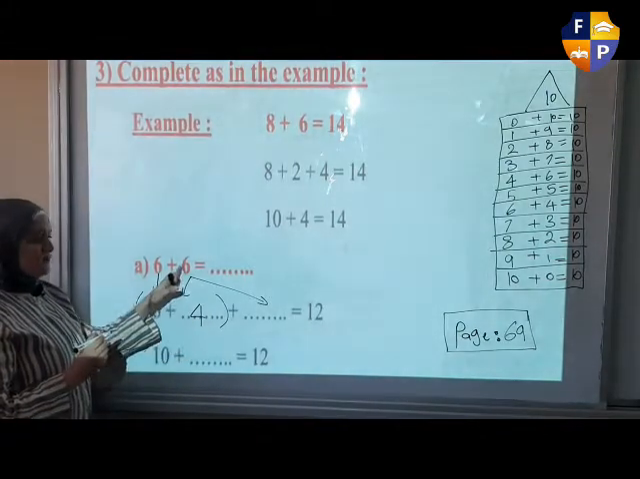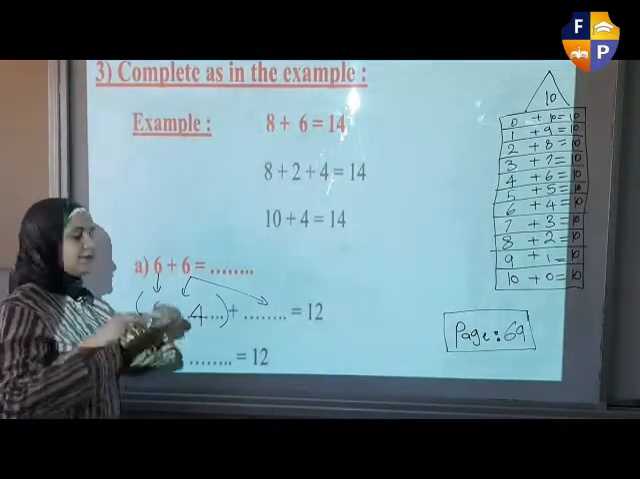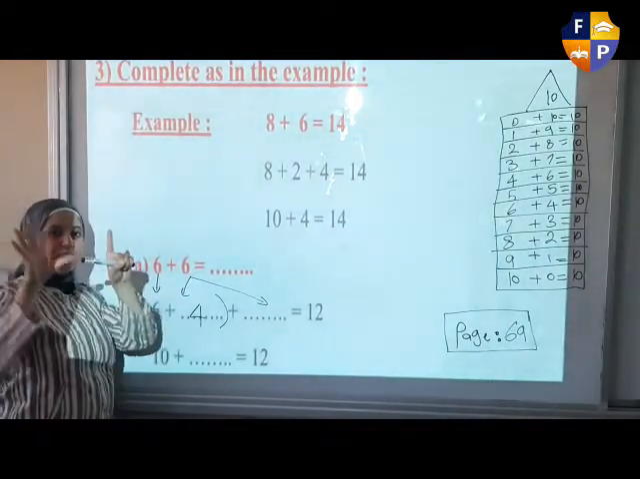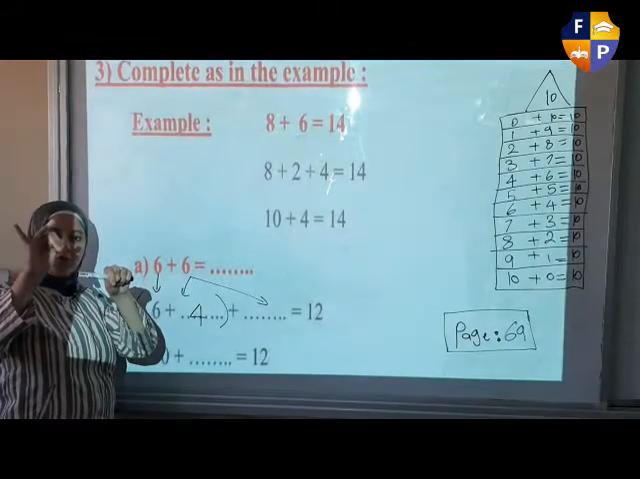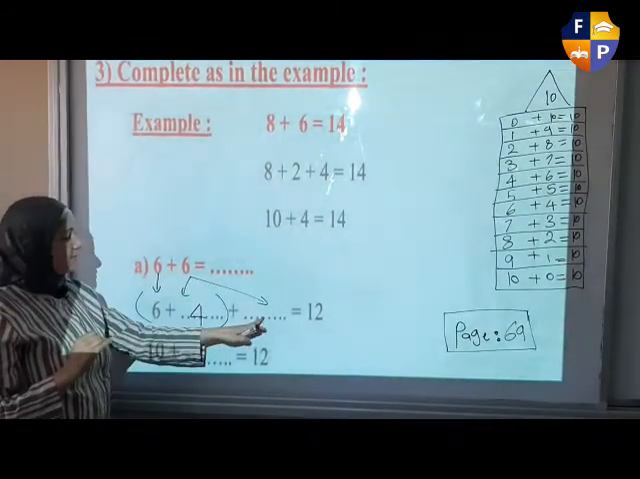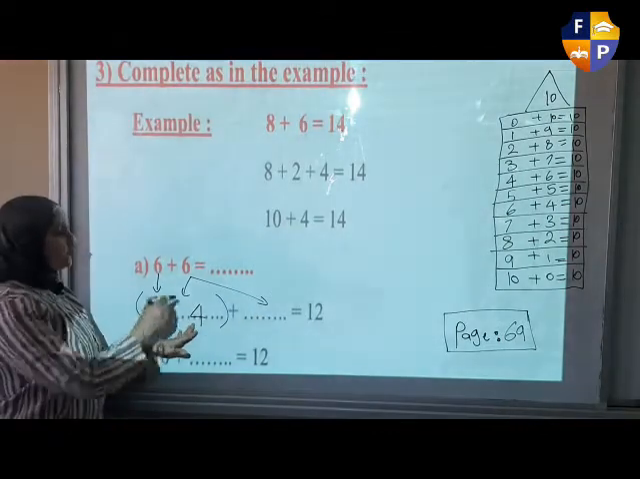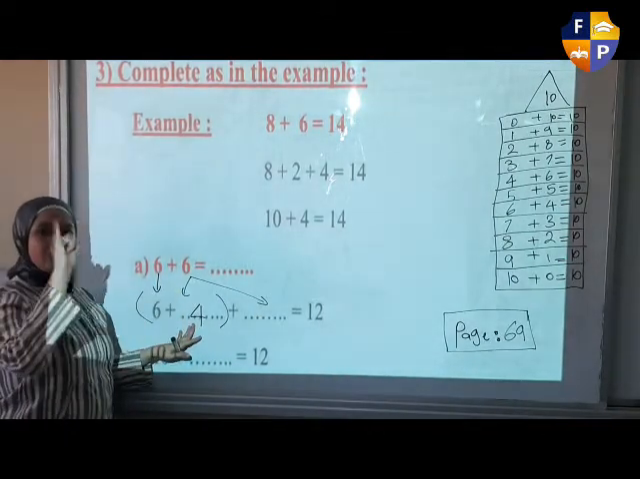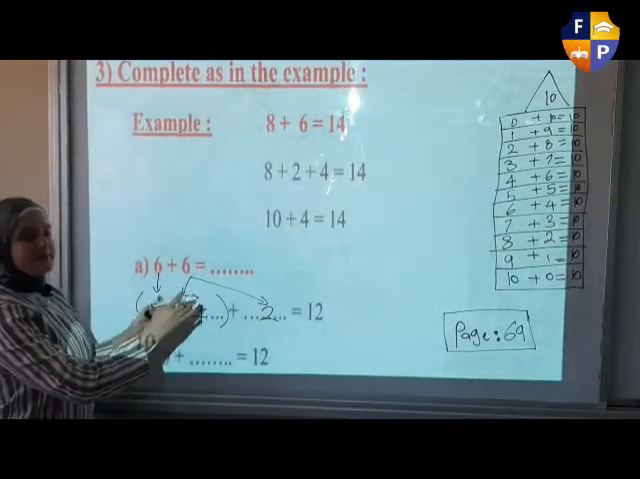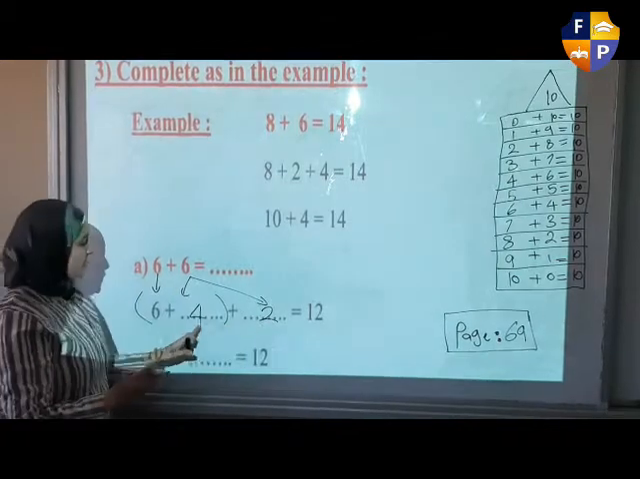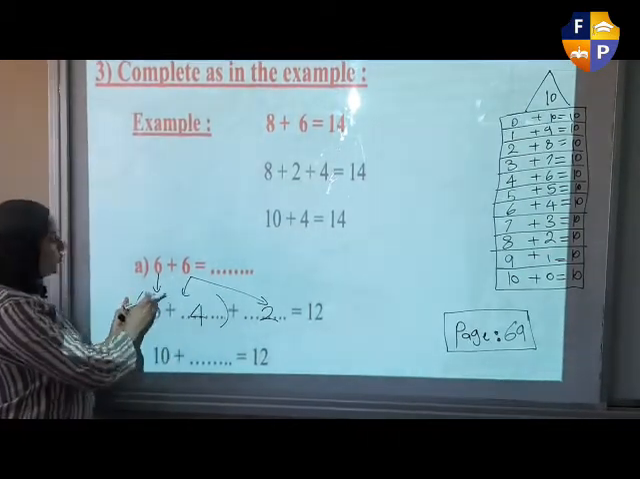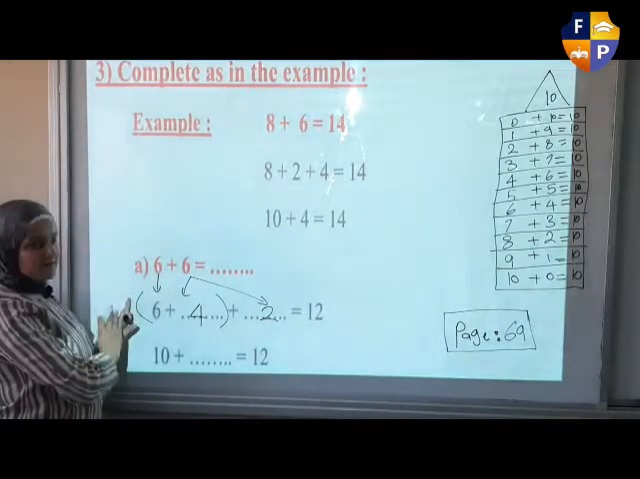So 4 is the first part of 6. If I show 6 on my fingers and take away the first part, which is 4, 1, 2, 3, 4, the remainder is 2. So the second part of 6 is 2. And if you count after 4 to reach 6, 5, 6, they are 2. Here I decomposed the 6 into two parts, 4 and 2. One part of them makes 10 with the first number.